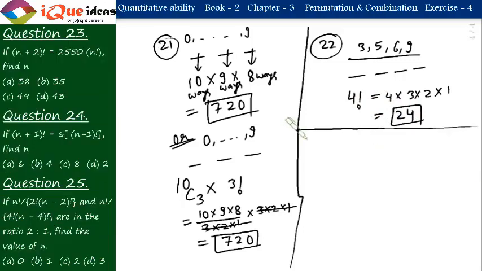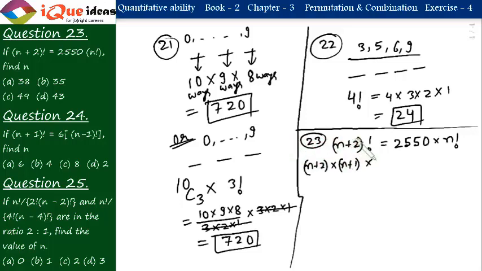Now we come to question number 23. It says n plus 2 factorial is equal to 2550 into n factorial. Now you see, n plus 2 factorial would be n plus 2 into n plus 1 into n factorial, is equal to 2550 into n factorial. So n factorial and n factorial are cancelled.